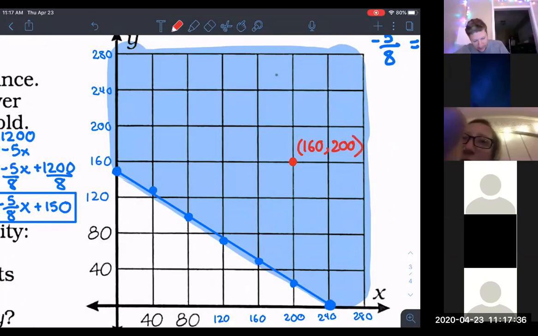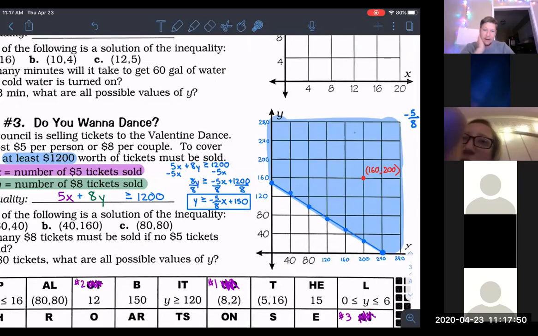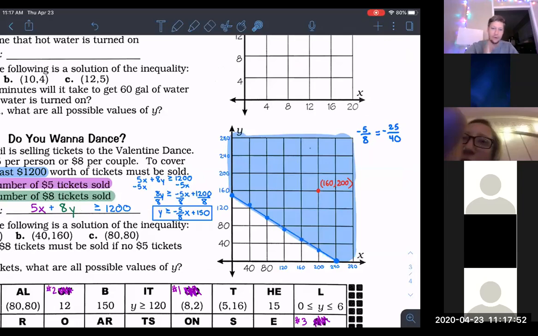Remember, this boundary line here, this is where they make exactly $1,200. So any point up here, the further away it gets from the line, the more money they're making. All right, so this would definitely be a solution. We could plug that in for X and Y, and we would definitely get an answer that's bigger than 1,200. So that's just kind of how that works.